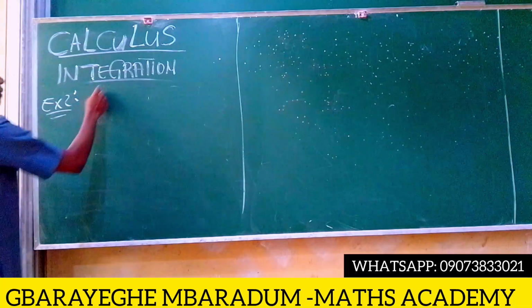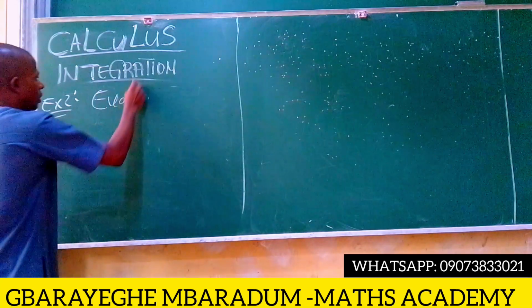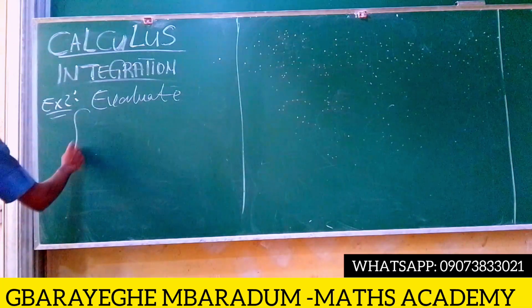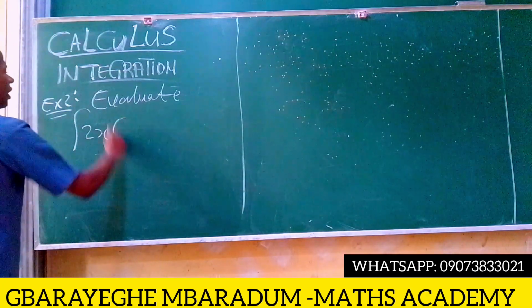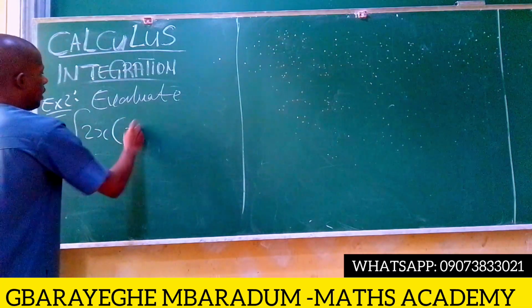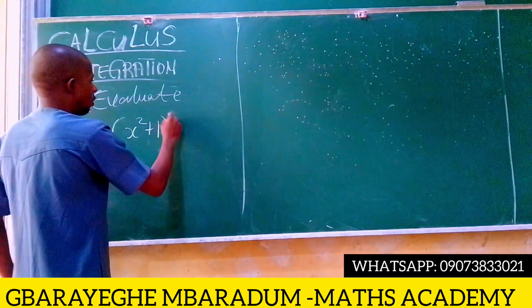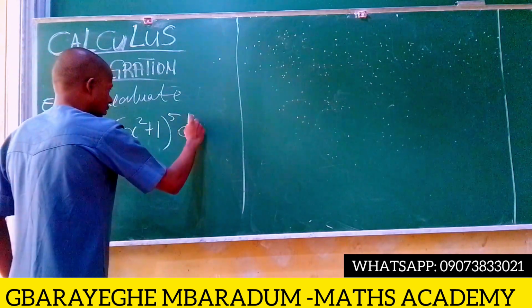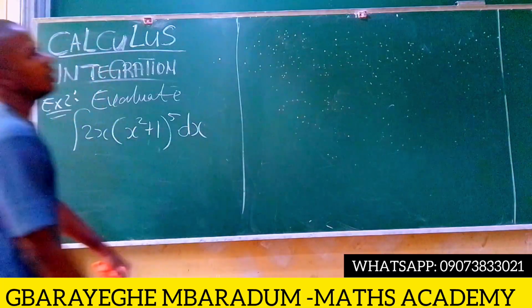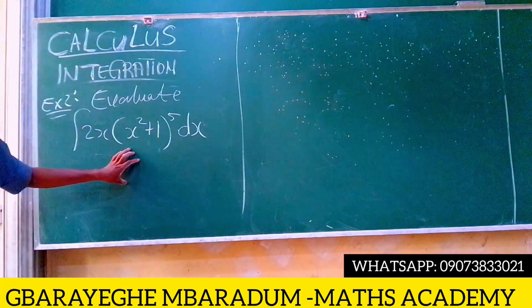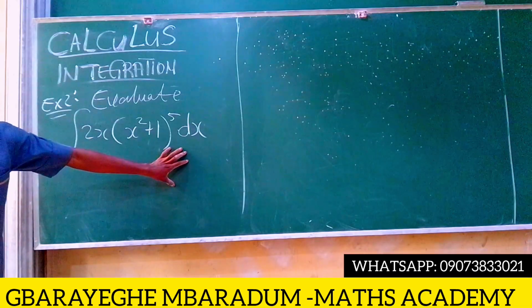So if you evaluate, evaluate the integral of 2x bracket x squared plus 1, right? This is to the power of 5 dx. Now this kind of question is somehow complex, but you need to understand the principle of how to evaluate it.